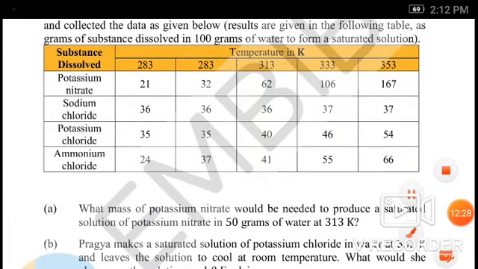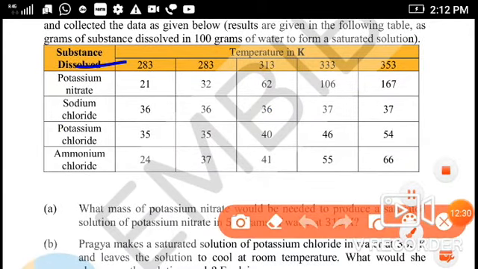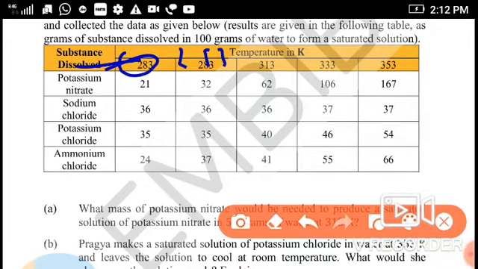Means in this table we can understand that when you increase the temperature, this is 283 and this is 293. Okay, by mistake it is written 293. Then 313, 333 and 353. When you increase temperature, then solubility also increases. Here at 283, 21 grams of potassium nitrate dissolves, but at 293, 32, at 313, 62 grams of potassium nitrate dissolves. Means when you increase temperature, solubility increases, and when you decrease temperature, solubility decreases.